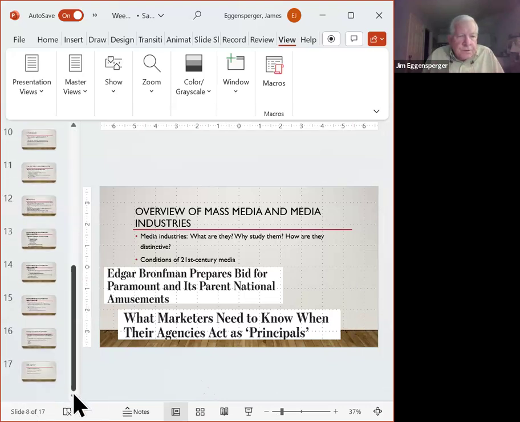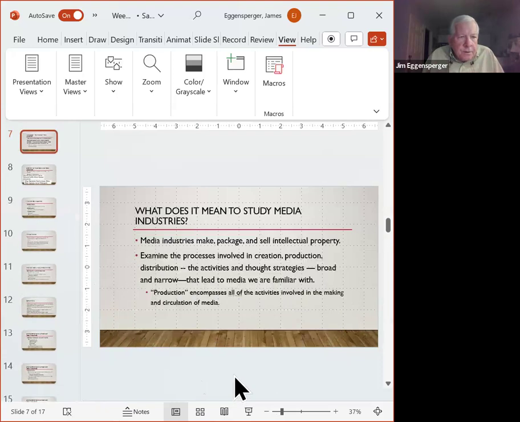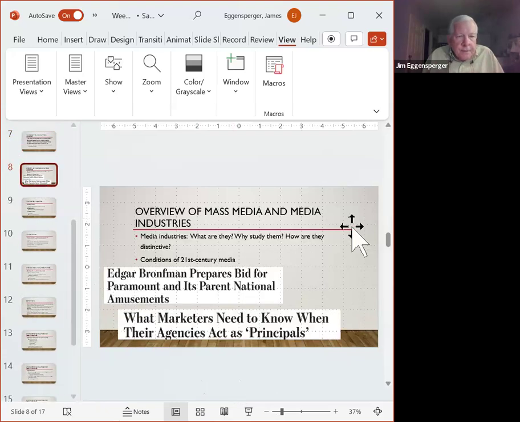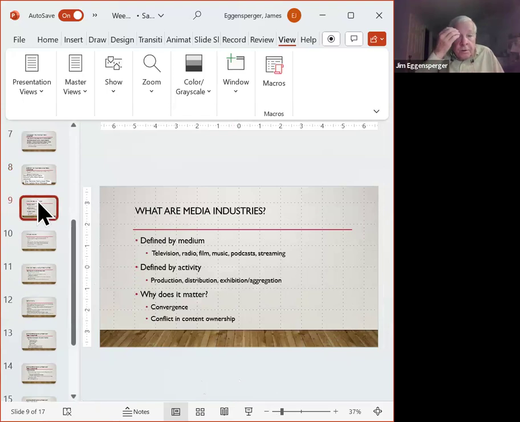Let me go to some more of these. Let's see, we're on that one here. We did that one. What are the media industries? Well, they're defined by medium. Now, by medium, we mean the production and distribution organization: television, radio, film, music, podcast, streaming, all those things. We could put on there, I forget about them part of the time, but publications, books.